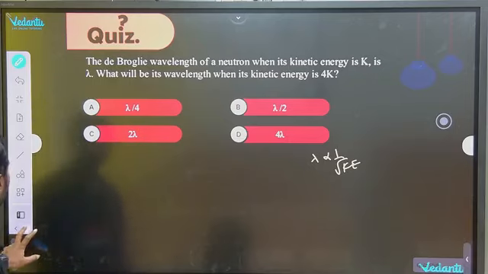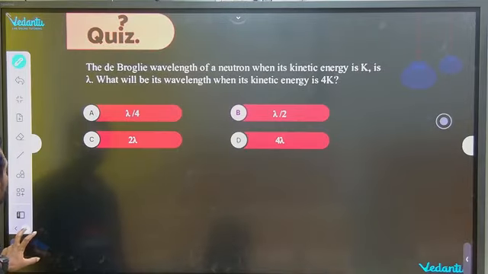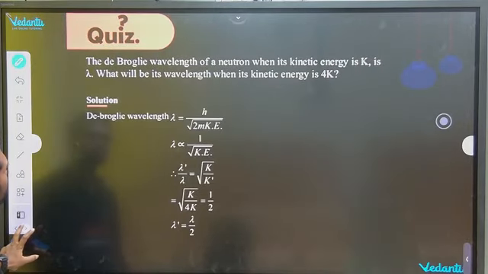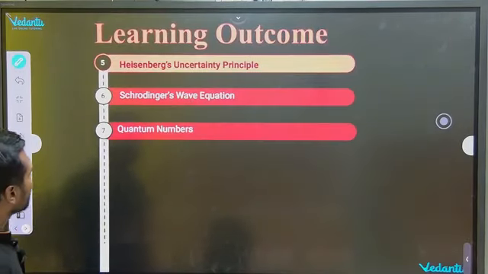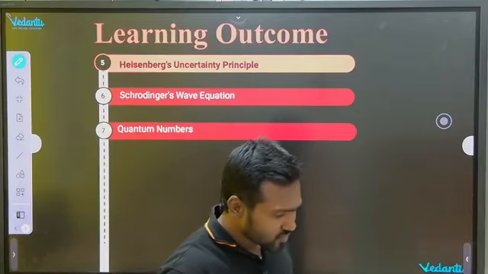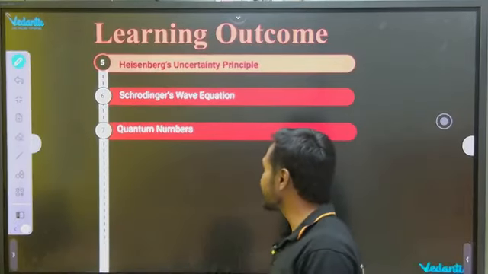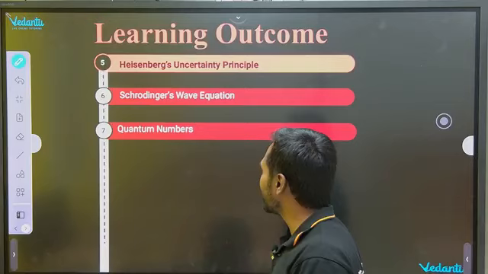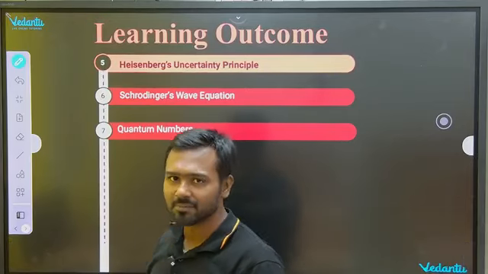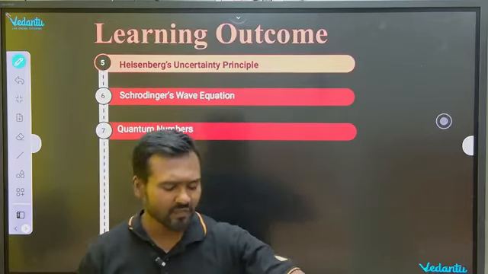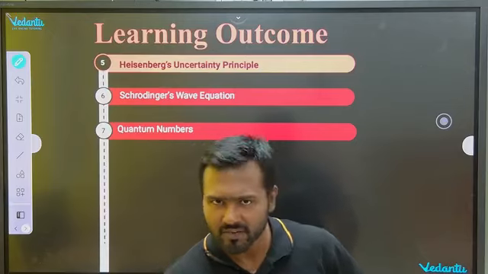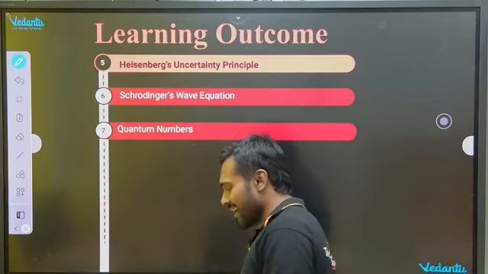Next one. We'll see the Heisenberg uncertainty principle and Schrodinger's wave equation, like the last quantum numbers. It will take 15 to 20 minutes more, and we'll finish that one.